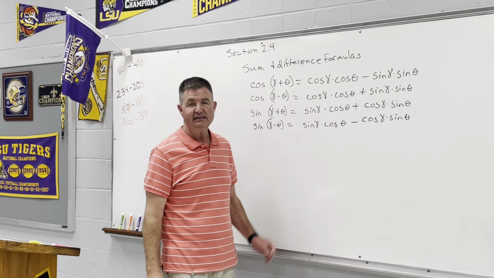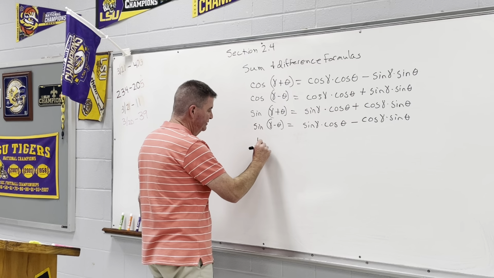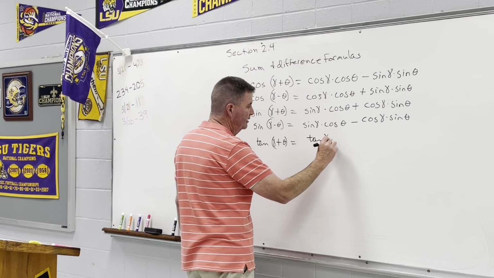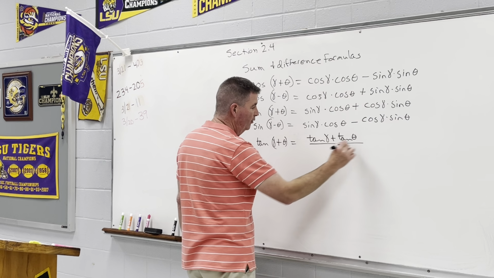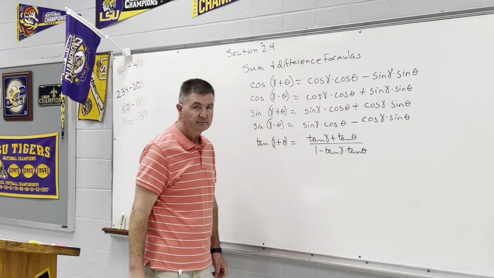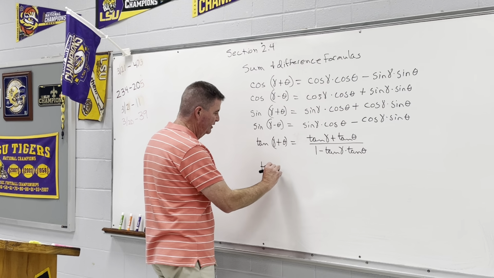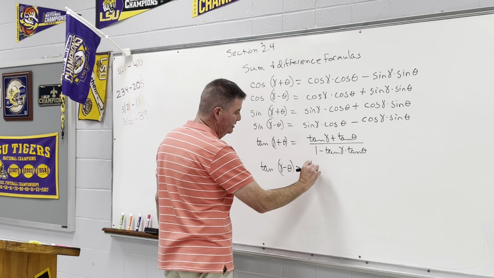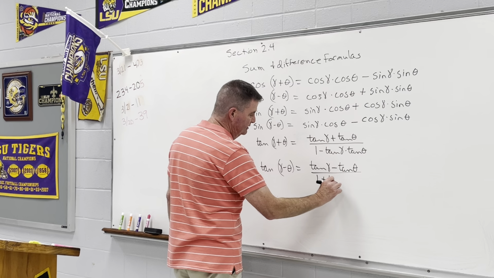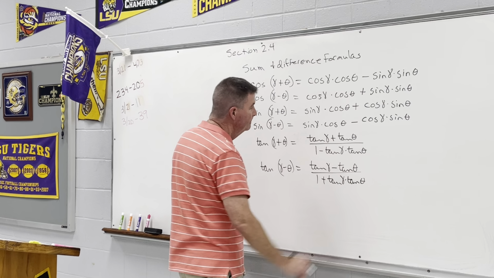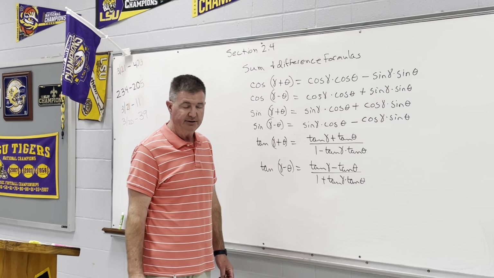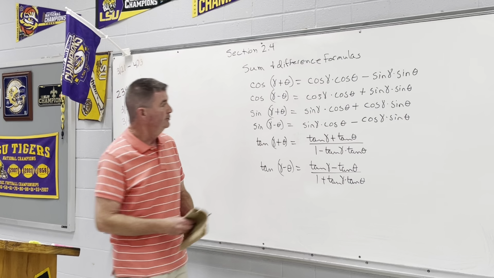And then the tangent, being that it's sine over cosine, we're going to have the tangent of alpha plus theta. That's going to be the tangent of alpha plus the tangent of theta over 1 minus the tangent of alpha times the tangent of theta. A little bit different. And then, of course, the tangent of a difference, alpha minus theta, is going to be the tangent of alpha minus the tangent of theta over 1 plus the tangent of alpha times the tangent of theta. These formulas are known as the sum and difference formulas, and they're of the trig functions that we're going to use. So now let's look at an example and how to use them.